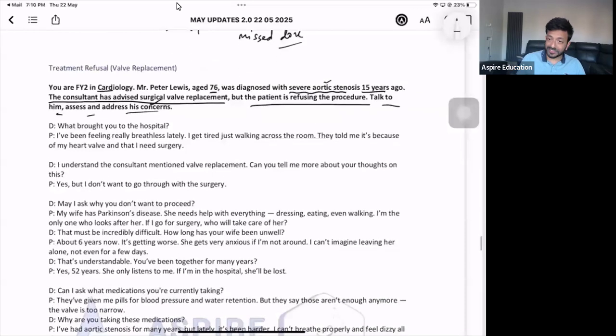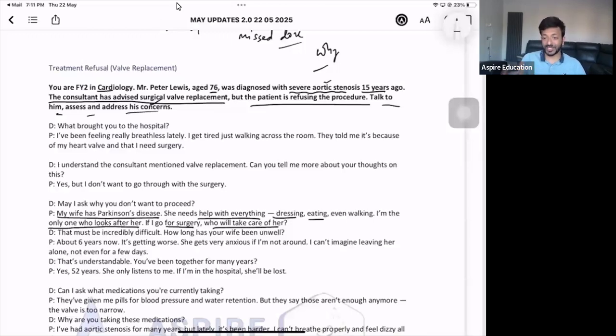Then the patient is refusing this treatment. So what you do, you will ask why. Why don't you want the surgery? That's the main thing. Then he will tell you the reason. The patient says, I don't want to have the surgery because my wife has Parkinson's disease. She needs help with everything like dressing, eating, even walking. And I'm the only one who looks after her. And if I go for surgery, who is going to look after her?